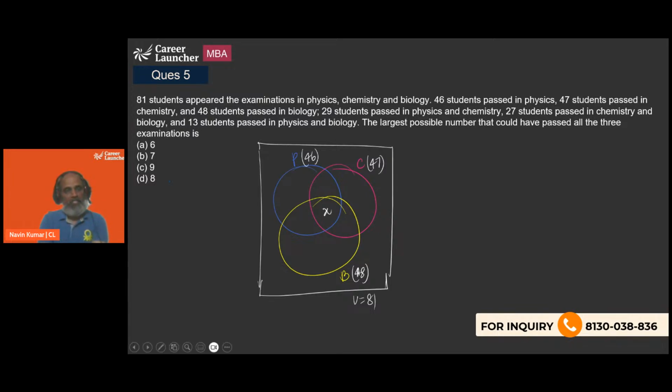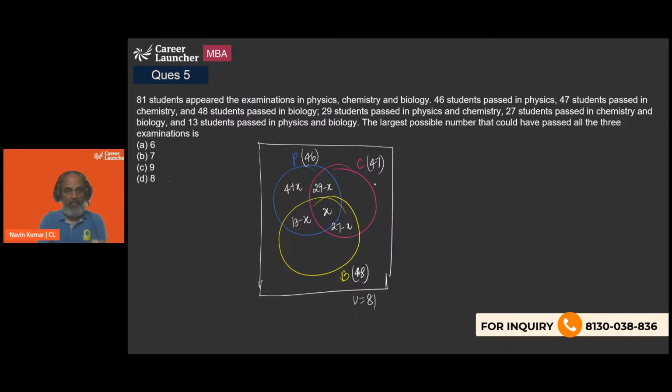We'll start from the centermost region, X le lete hain. 29 students passed in physics and chemistry. So this is going to be 29 minus X. 27 in chemistry and biology, so this is 27 minus X. 13 in physics and bio, so this is going to be 13 minus X. Now, the entire blue circle should be 46, out of which 42 we already have, so we need another 4. Minus X plus X minus X plus X. All the variables within the blue circle should cancel out each other.